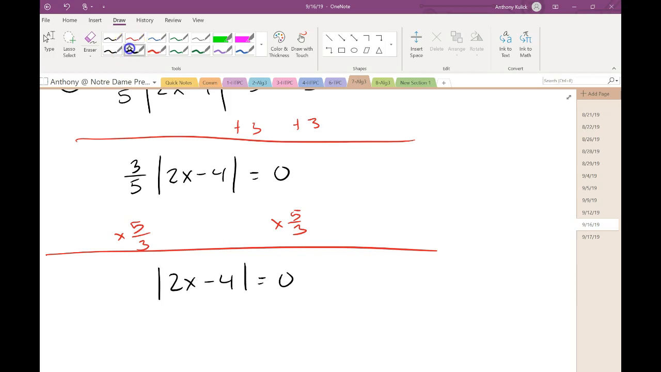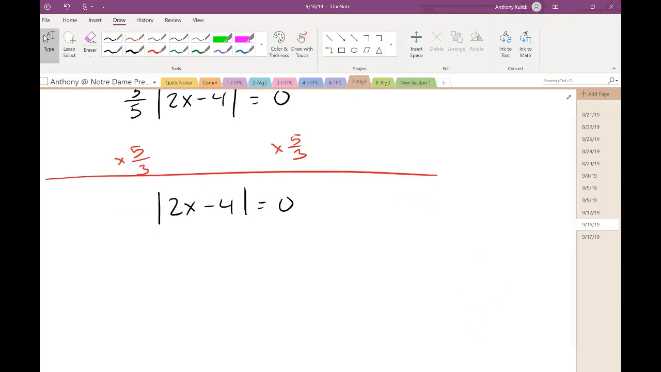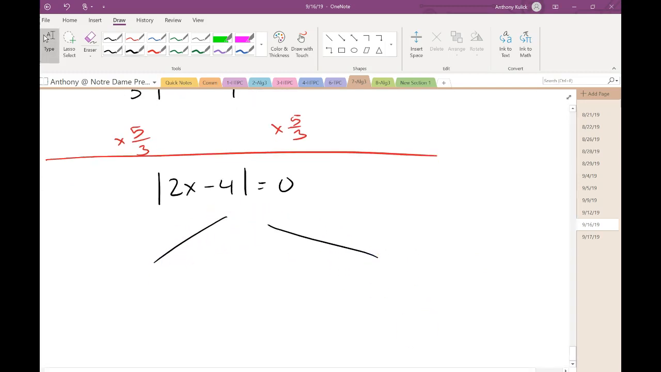Okay. Next up, we should split in 2. Very good. The first equation should be 2x minus 4 equals 0 is correct. And the second equation should be equals negative 0. But what is negative 0 the same as? Just 0. So immediately, what can I tell here?